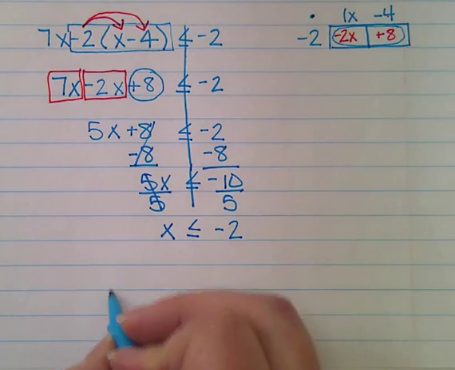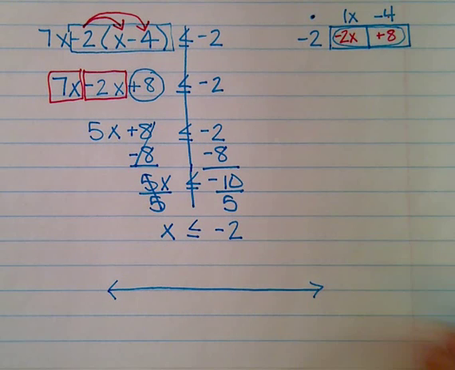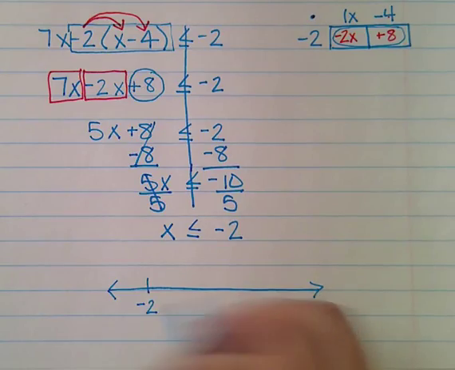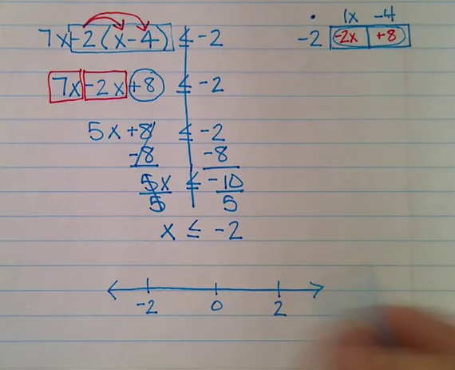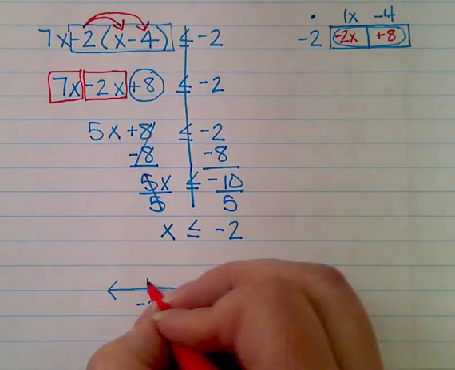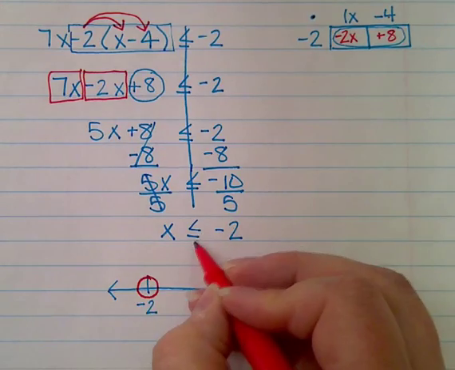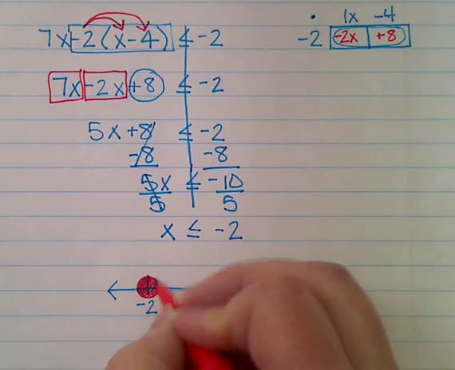Next step, let's get this onto our number line. My solution set starts with a -2, so I'm going to put that here. I'm going to put the opposite on the other side, and I'm going to put my 0 in the middle. I have a -2 as my solution, so I'm going to put my circle right here. It is equal to a -2 or less than, so I can shade this in to show that my -2 is part of my solution set.